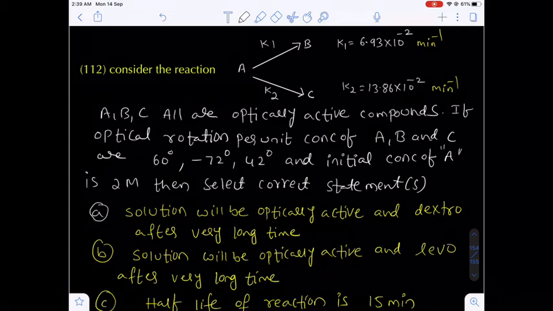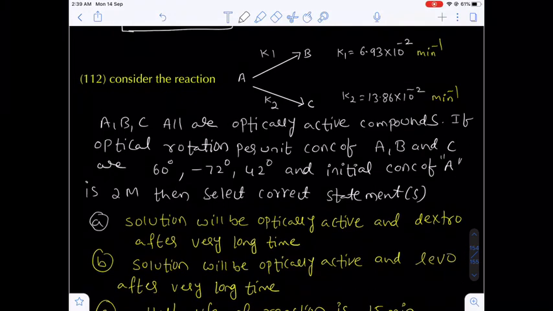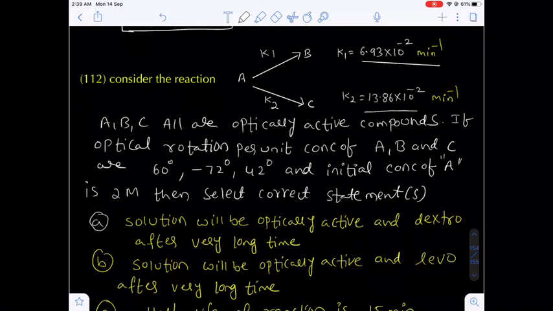Next, one more question is there. Question number 112. A gives B and A gives C. What is the rate constant K1? 6.93 into 10 raised to minus 2 per minute, and K2 is 13.86, that means double. That means K2 will be equal to 2 times of K1. Are you getting my point?